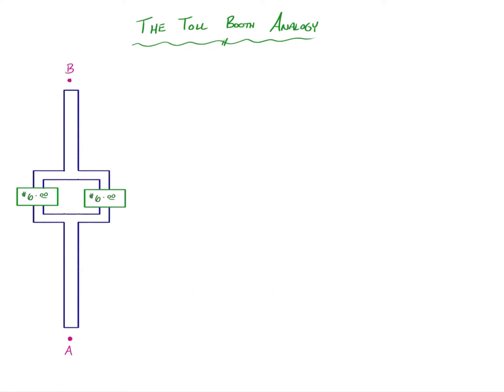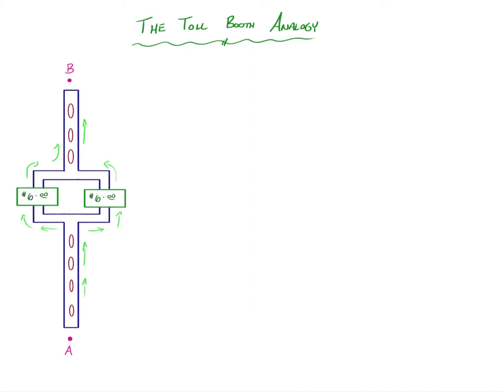If we want to charge cars $6 again, anytime they travel from point A to point B, well, if we have a parallel arrangement here, meaning side by side, we have to charge $6 at each, because even though there's two pathways, if we only charged $3 at each, we'd only make $3 per car, because despite there being two pathways, any car only passes through one of those lanes.